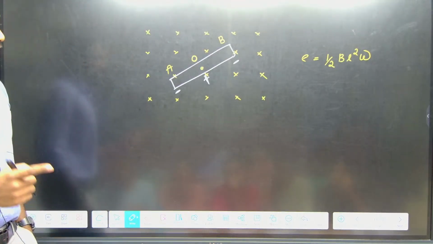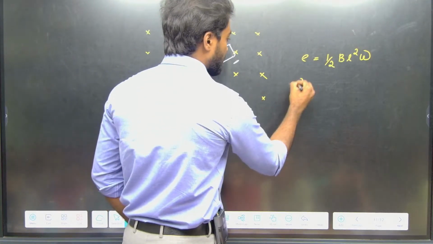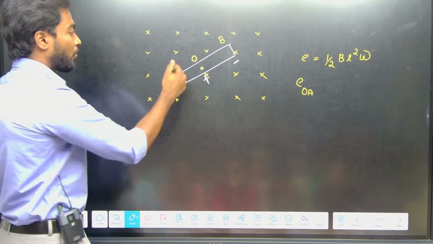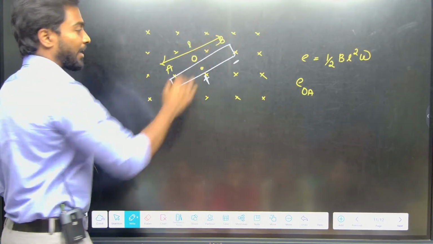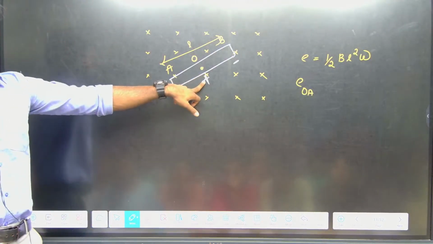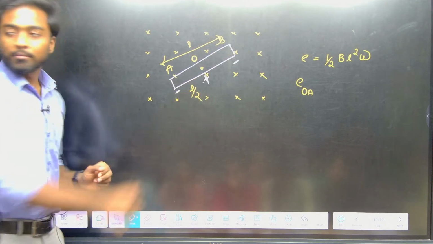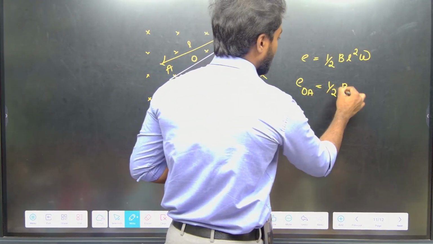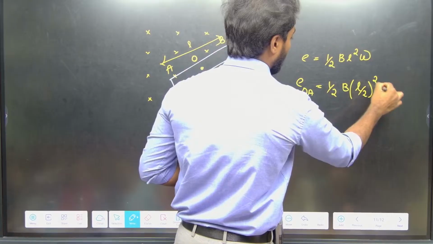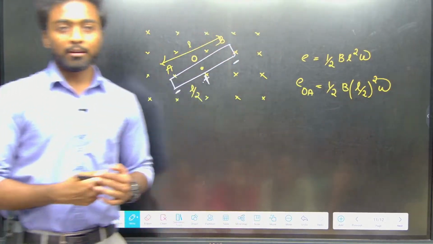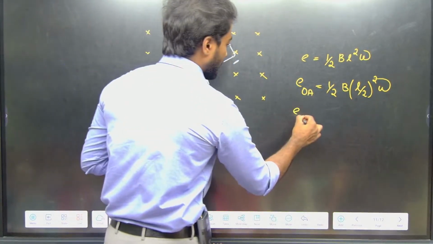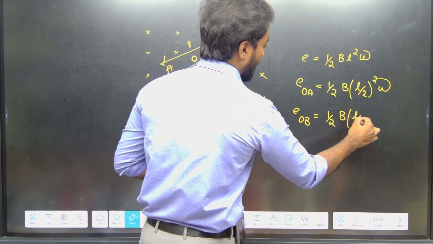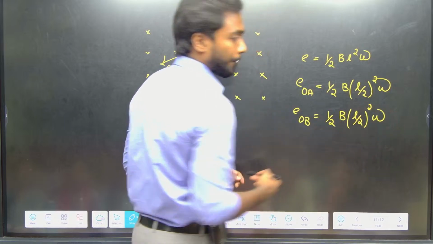Now if I talk about the induced EMF of OA, which is only these two points, what is the length of the total rod? It is L. I have taken exactly the midpoint, which means this is L by 2. So E_OA is half B (L by 2) whole square omega. Similarly, E_OB will also equal 1 by 2 B (L by 2) whole square omega.